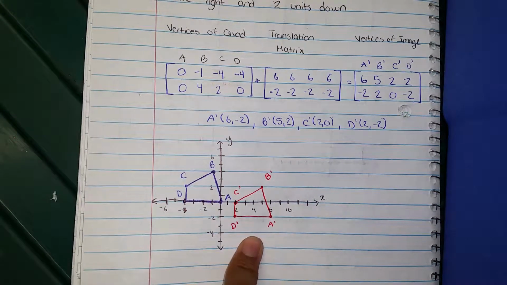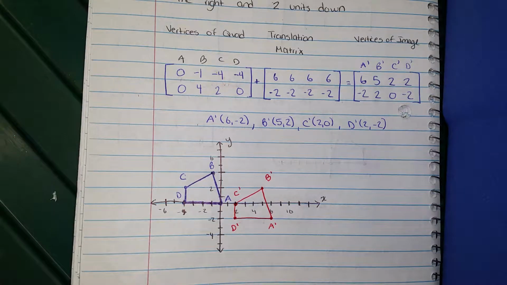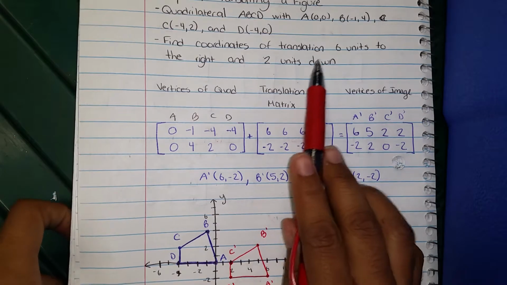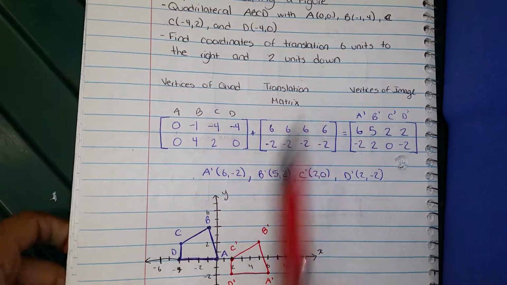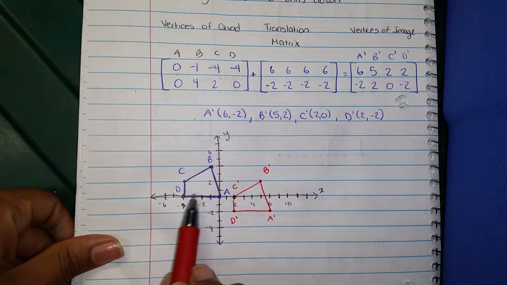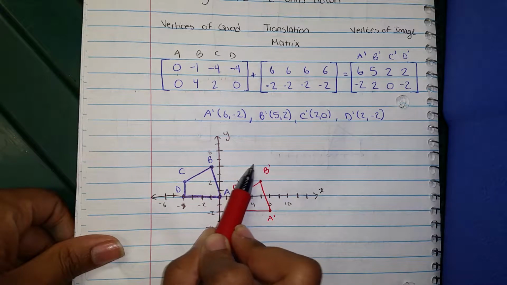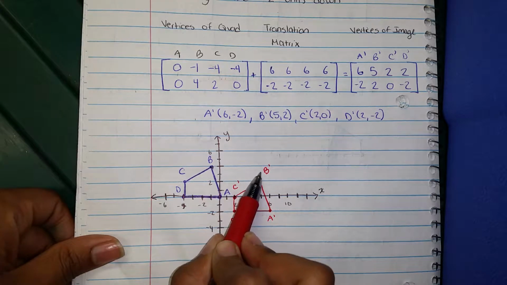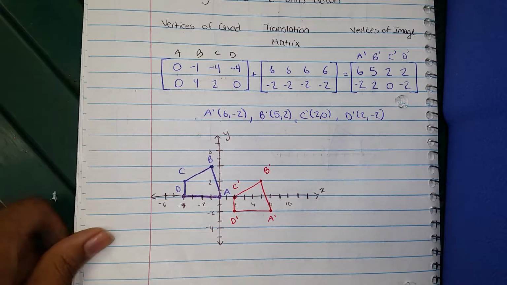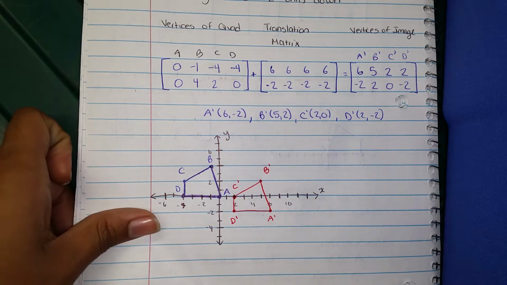The figure, the shape, the size does not change, but it is in fact translated 6 units to the right, 2 units down. I can see that. Let's just do B prime because it's the highest one up. I'm moving it 1, 2, 3, 4, 5, 6 units to the right, 2 units down. And I can assume the same with the other vertices because the size or shape did not change.